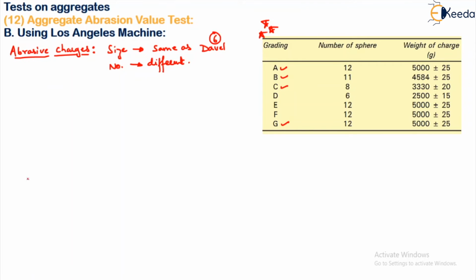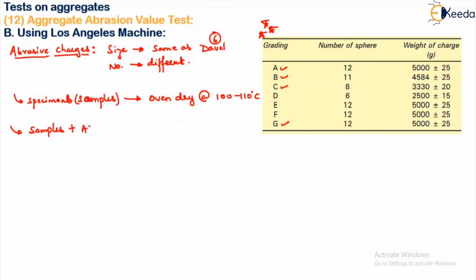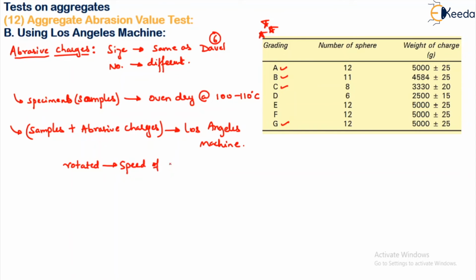So here also you will take the specimens or samples, and oven dry them at around 100 to 110 degrees centigrade. Again, you will place the sample along with the abrasive charges in the Los Angeles testing machine, and you rotate it at a speed of 20 to 30 revolutions per minute.